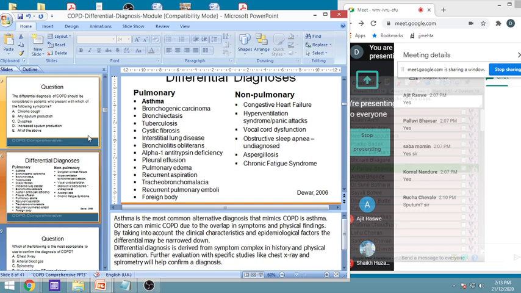It can be CCF, that is congestive heart failure. It can be hyperventilation syndrome or panic attacks. It can be because of vocal cord dysfunction. It can be because of undiagnosed obstructive sleep apnea. It can be because of infection, that is aspergillosis. It can be chronic fatigue syndrome, so the person gets fatigue early and therefore cannot exercise or do physical activity.